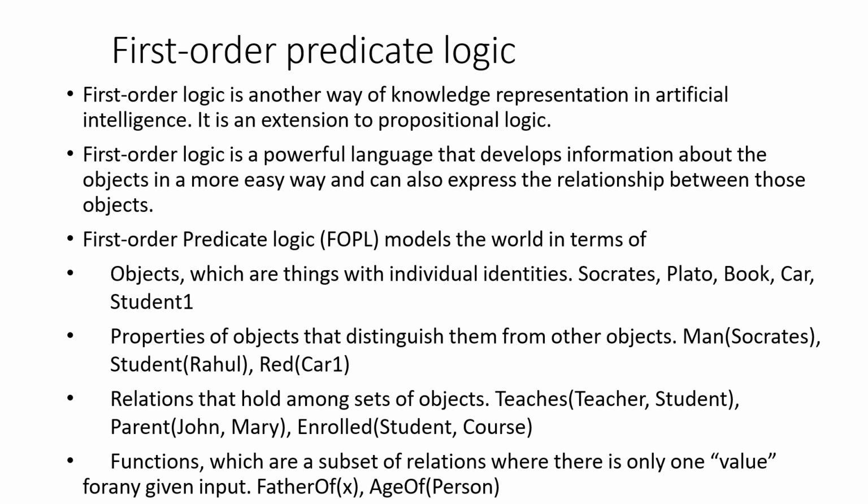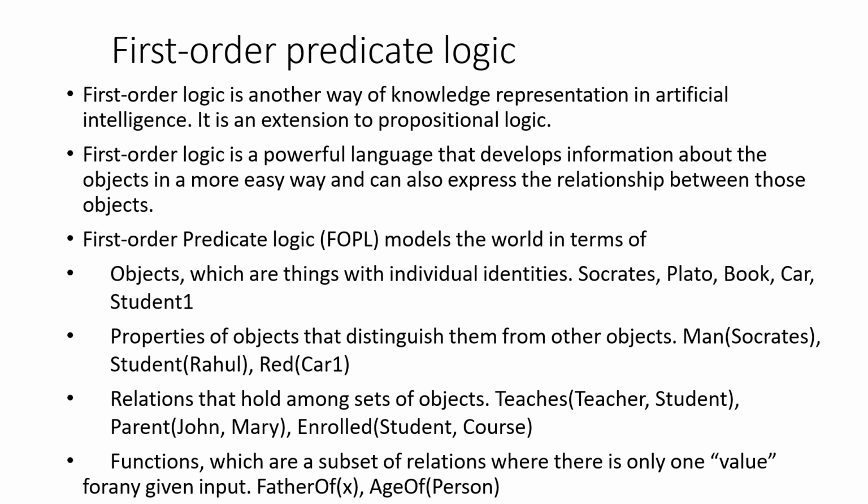So this representation is not possible in the case of propositional logic. And the fourth point is functions. Functions are a special type of relation. For each input, a function gives only one output. So here you can see father of X, age of person. Age of person gives exactly one age for each person. Father of X gives one father for a person. So we can say that first order predicate logic allows us to represent objects, properties, and relationships, making it more expressive than propositional logic.